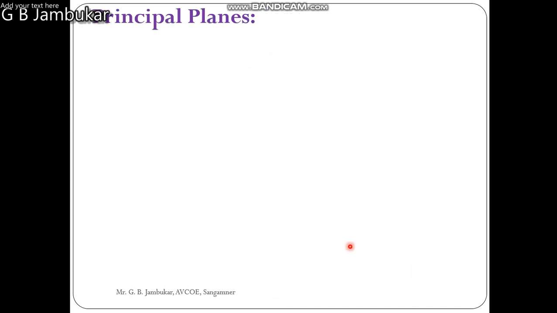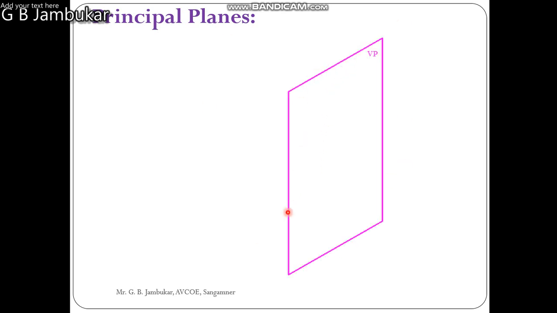Okay, so we'll start with the principal plane. Now there is one universe. Due to this vertical plane, VP, the universe gets divided in two parts. If we consider the observer over here as mentioned in the previous diagram, some part of the universe will be in front of the VP, and the remaining part will be behind the VP.